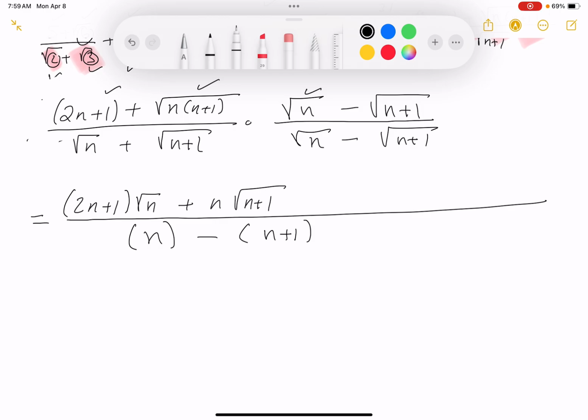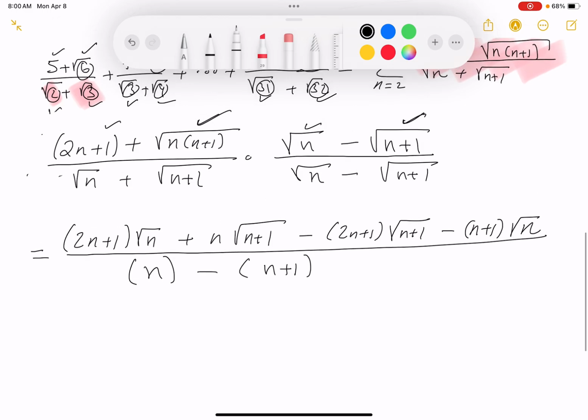That's not so bad. And now I'm going to do this over here. And what are you going to get? You're going to get minus 2n plus 1 times the root of n plus 1. All right? And then I'm going to do this times that, which is going to give me minus, let's see, n plus 1 root n. All right. Boy, that doesn't look good, does it?